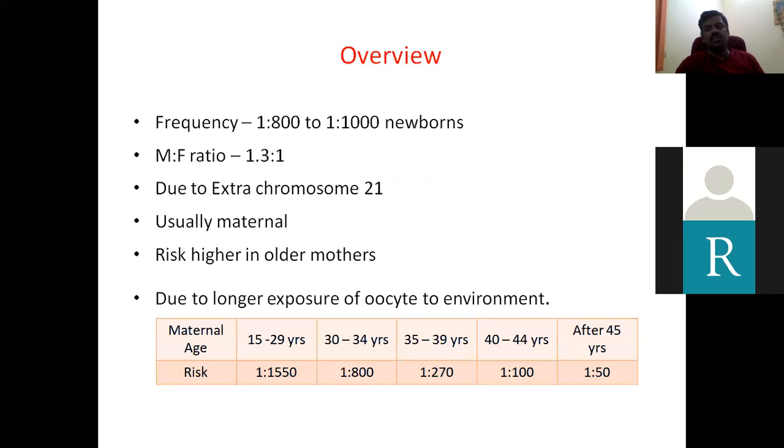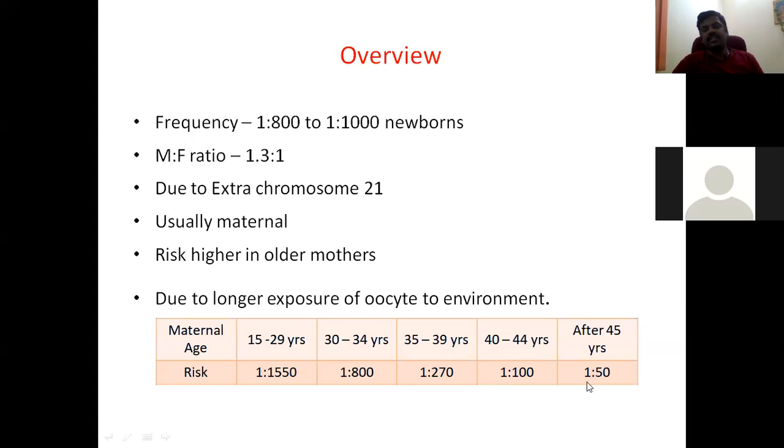We know it is due to the extra chromosome 21, and this extra chromosome comes mostly from the maternal side. Even though 5% is contributed by the father, 95% comes from the mother. And as the mother's age increases, the risk increases. In a younger age group between 15 to 29 years, the risk is 1 in 1550, whereas as the age increases, the risk increases. After 35 years, the risk is very high. After 45 years, the risk is 1 in 50.